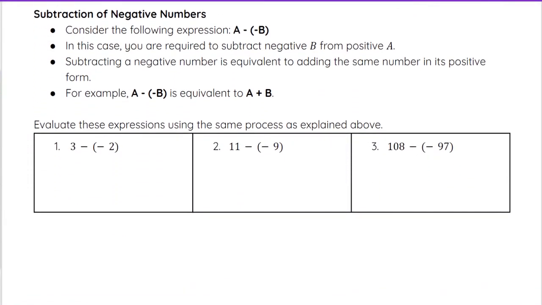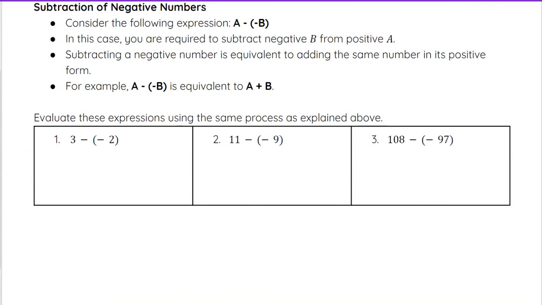So we are going to talk about subtraction of negative numbers to start. And we're going to start with the expression a minus negative b. In this case, you are required to subtract negative b from positive a. So we see that double subtraction or that double negative: a subtraction sign and then a negative number after it. Subtracting a negative number is equivalent to adding the same number in its positive form. So for example, a minus negative b is really the same as a plus b. That double negative really turns into a plus between.